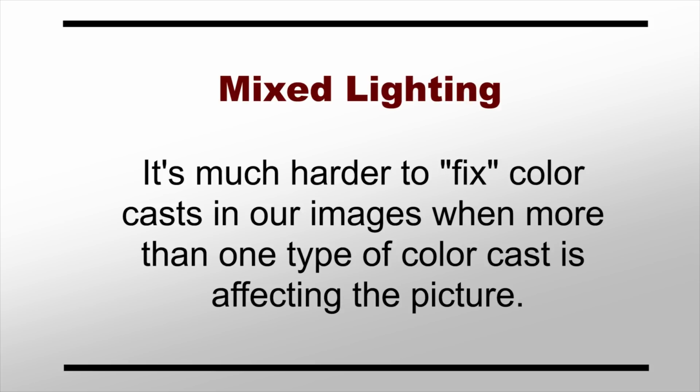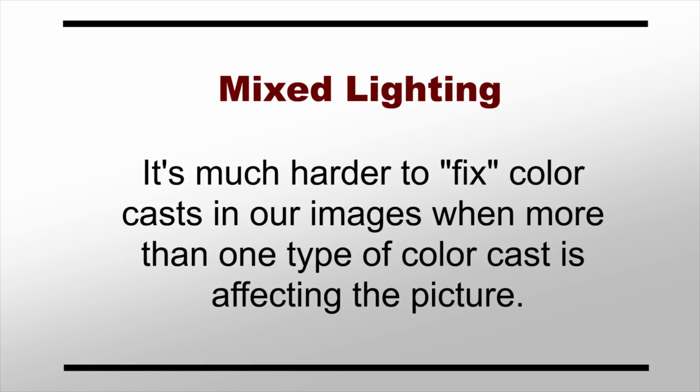It's much harder to fix color cast in our images when more than one type of color cast is affecting the picture. For example, if you're using flash for your subject in an environment where there's a lot of ambient tungsten, if your white balance is dialed in for flash, the visible tungsten lighting is going to show up as a distinct orange cast in part of the image. And sometimes this is okay if the differences in color are happening in different parts of the scene. But if your subject is getting both white light and orange light, it can look really odd.